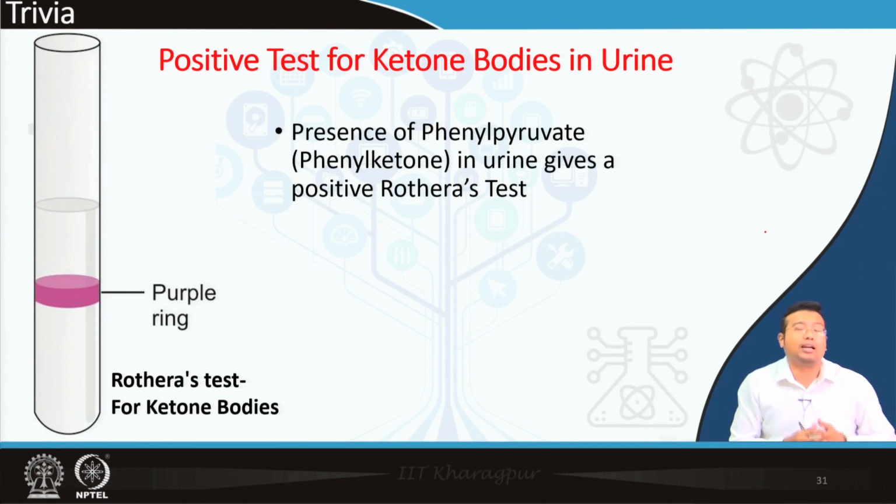It is a very important trivia. Remember, when you are dealing with practical exams, we have discussed that ketone bodies are present during prolonged starvation and diabetes mellitus. We have all read ketone body metabolism in our lecture series, and we have discussed that Rothera's test is positive in that case. However, Rothera's test is also positive in this disease phenylketonuria, because phenyl ketone gives a positive Rothera's test.